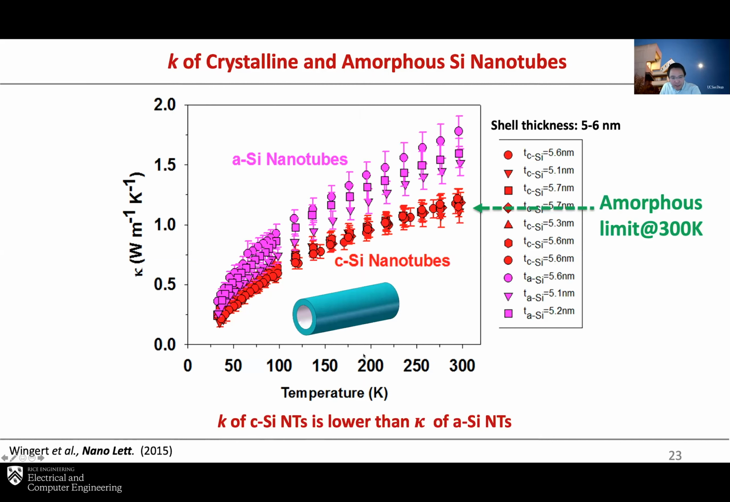This is thermal conductivity as a function of temperature for two types of silicon nanotube, amorphous silicon and crystalline silicon, with shell thickness. This T is shell thickness on the order of 5 to 6 nanometers for all of them. And so, as we said earlier, amorphous material will represent the lower limit to thermal conductivity. However, in this case, we see the crystalline silicon tubes, which is shown in the red symbol, actually has lower thermal conductivity than amorphous silicon tube. So, for example, at room temperature, this is about 1 watt per meter Kelvin for crystalline silicon nanotube, which actually is close to the amorphous limit of amorphous silicon at 300 K room temperature. However, the amorphous silicon tube has about 50% higher thermal conductivity on average.